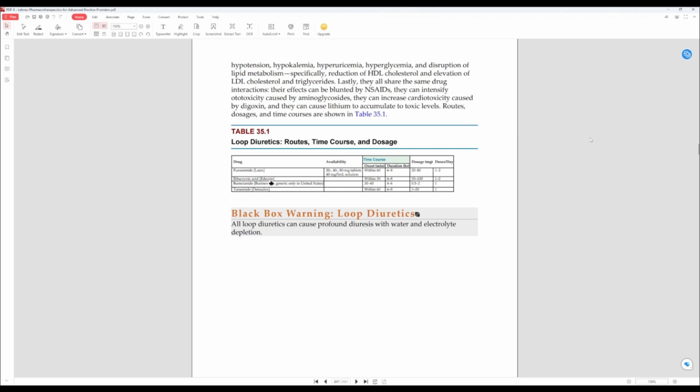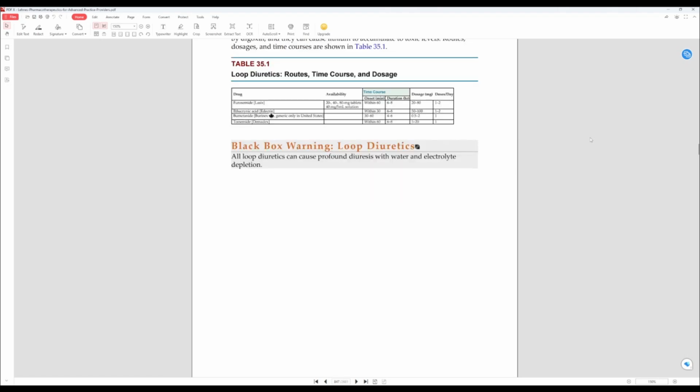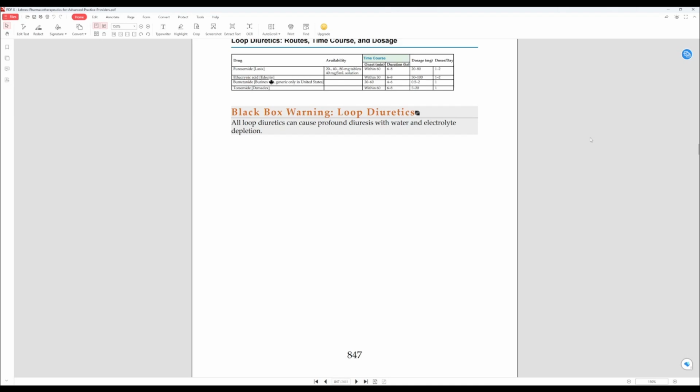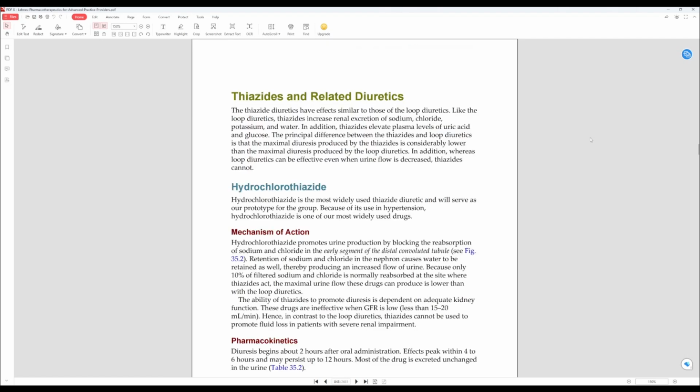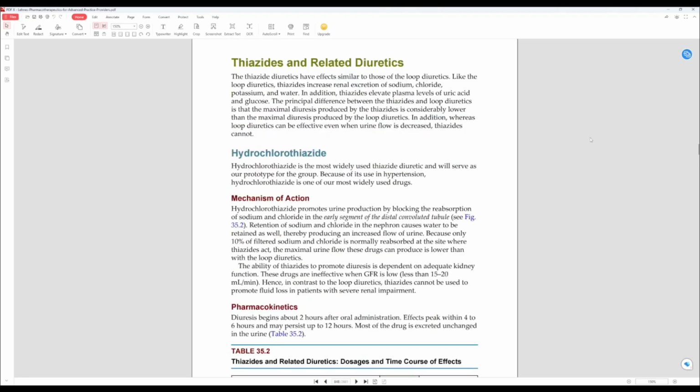So, the following table here is a good spot to hit pause so you can see the dosage and time courses. Again, the black box warning for all loop diuretics means that all loop diuretics can cause profound diuresis with water and electrolyte depletion. Which brings us to thiazides and their related diuretics.